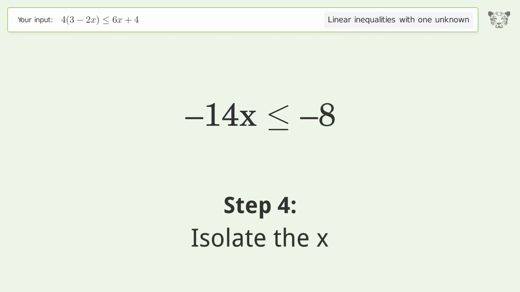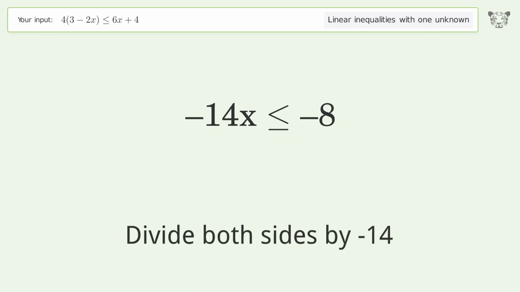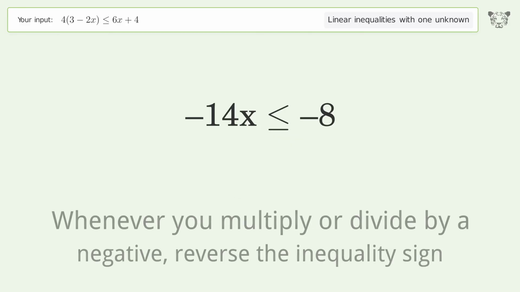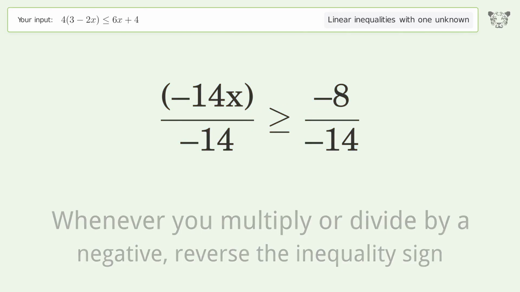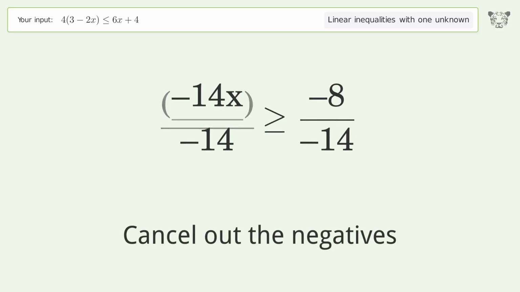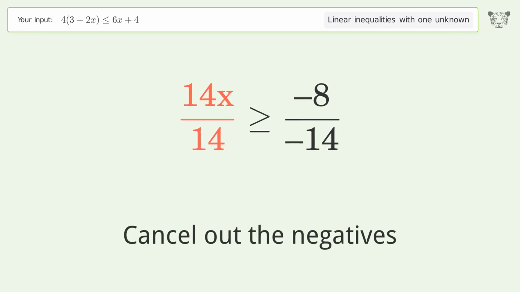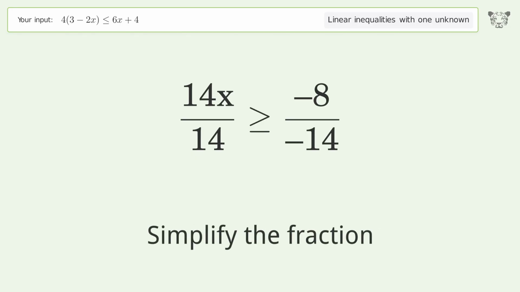Isolate the x. Divide both sides by -14. Whenever you multiply or divide by a negative, reverse the inequality sign. Cancel out the negatives. Simplify the fraction.